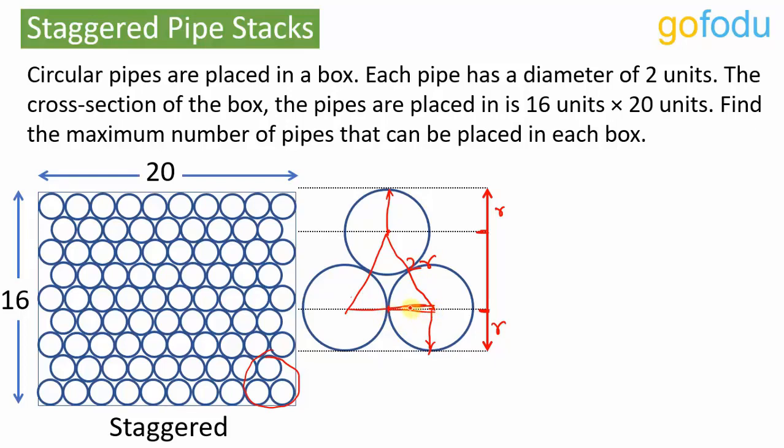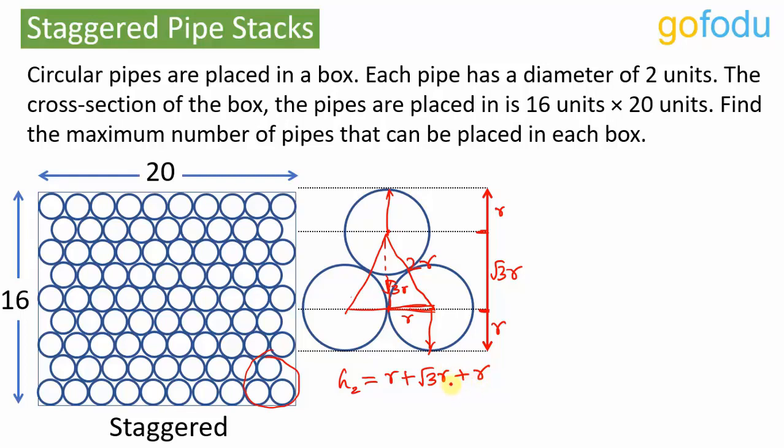From here to the center is R again, and in this right triangle, this perpendicular can be found by Pythagoras theorem: 4R square minus R square, that is 3R square, the root of which is root 3 R. So this is root 3 R. So the height of 2 layers, H2, comes out to be R plus root 3 R plus R.